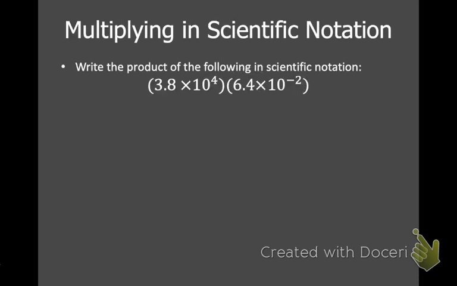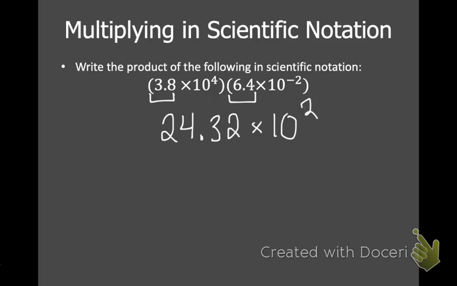Okay, so we're going to do another one. We're going to multiply the 3.8 and the 6.4. 3.8 times 6.4, and I'm going to get 24.32. Okay, times 10. And then I'm adding the exponents. So 4 plus negative 2 is 2. All right, now I need to change this number because this is not between 1 and 10 and it needs to be.